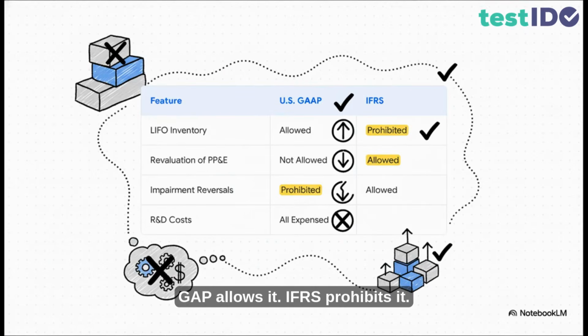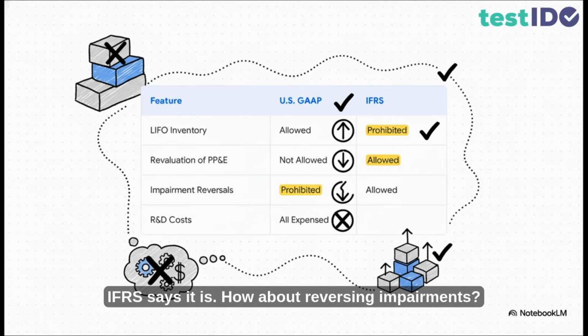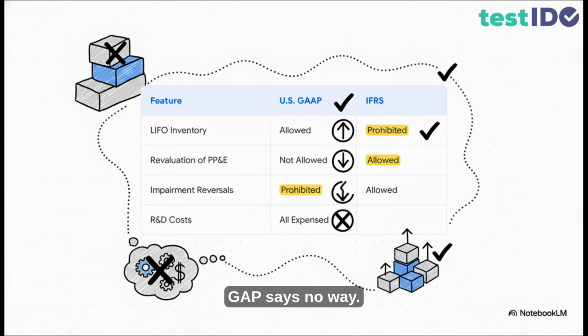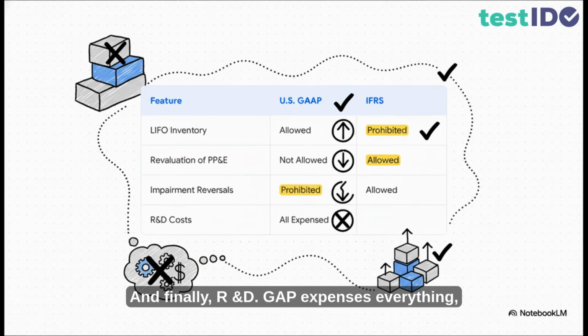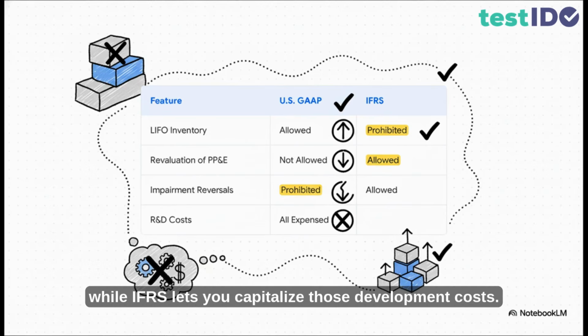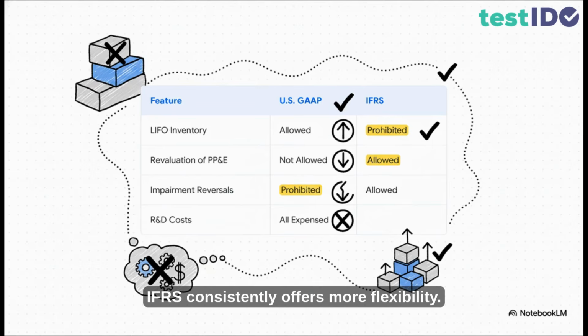LIFO. GAAP allows it. IFRS prohibits it. Revaluing assets. GAAP says not allowed. IFRS says it is. How about reversing impairments? GAAP says no way. IFRS says yes, you can. And finally, R&D. GAAP expenses everything, while IFRS lets you capitalize those development costs. I mean, the pattern is crystal clear, right? IFRS consistently offers more flexibility.